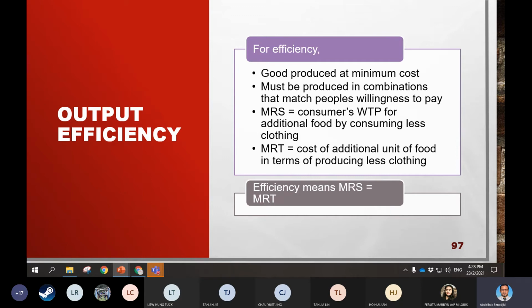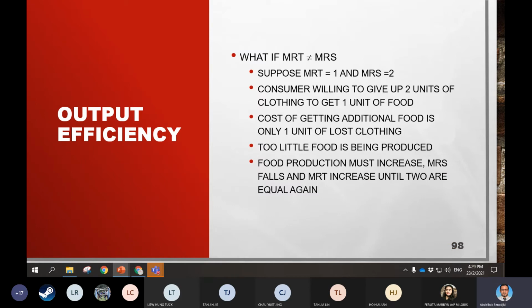And we also understand that the marginal rate of transformation measures the cost of an additional unit of food in terms of producing less clothing. It means if we want to produce one more unit of food, how much will it cost us in producing less clothing? So in order to reach equilibrium, these two slopes must be equal, meaning the marginal rate of substitution equals the marginal rate of transformation. We can see this here.